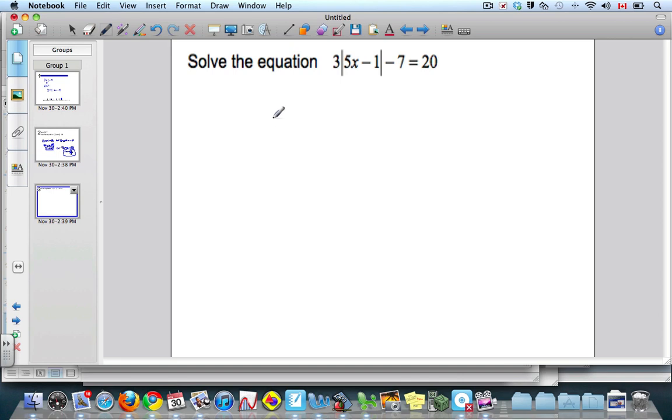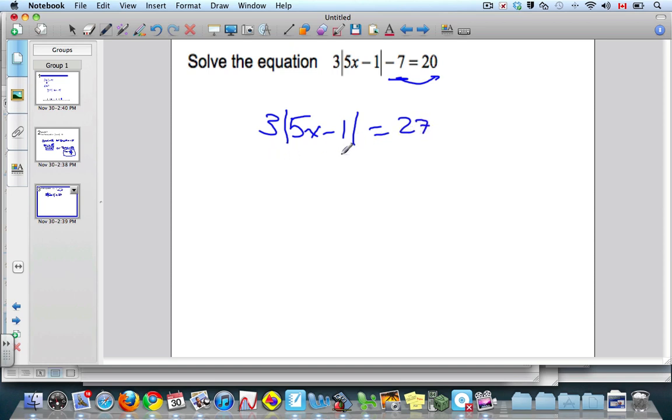Now that you're back, to solve this scenario, what do we have to do? We have to get the absolute value all by itself. So in order to do that, I have to first take this 7 and add it over to this side. So I add 7 to both sides, and I get 27 equals.